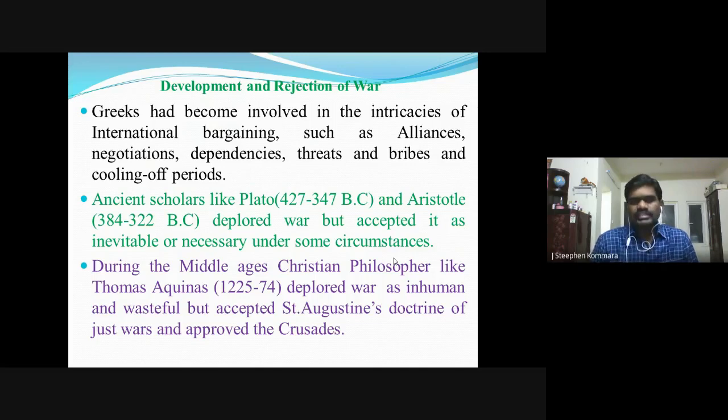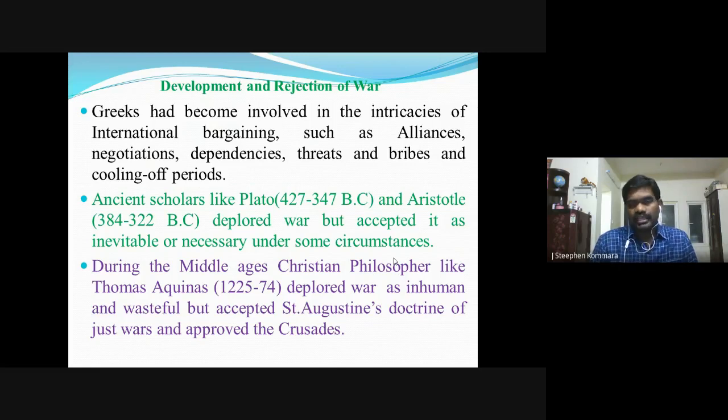deplored war but accepted it as inevitable or necessary under some circumstances. They lamented about their city state. That is why they deplored war but accepted it, under compulsory circumstances, as inevitable or necessary.